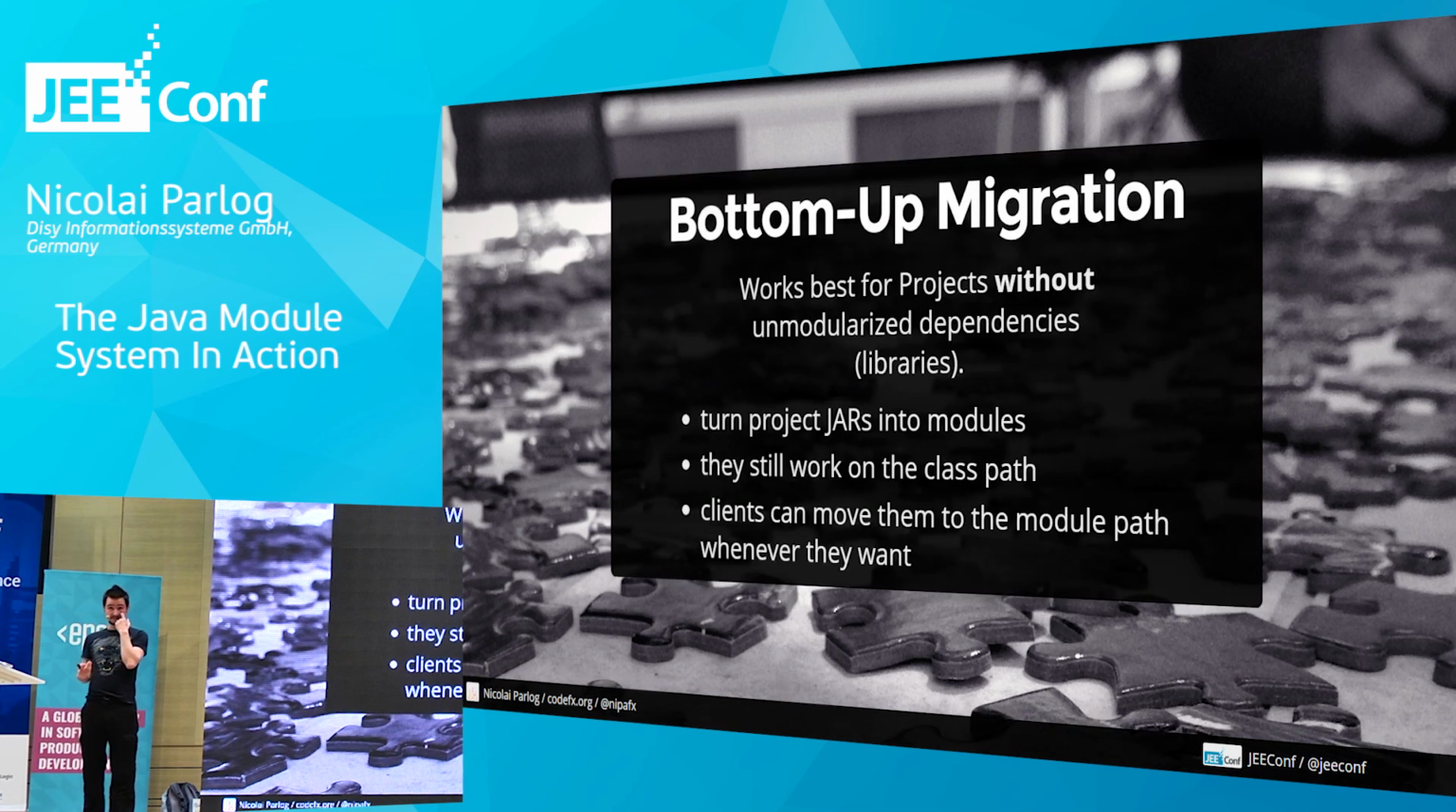You can go bottom up. If you have a library and it has very few or maybe no dependencies, you can just start by turning your own jars into modules. You put everything in there you need, like the module-info description, and the clients can still put it on the class path. So just because you turn it into a module does not mean that the clients have to use it as a module. They can put it on the class path and everything will work as before. And they can move it to the module path whenever they want to, whenever they're ready. So this means that you can do this on your side without interaction from your clients.